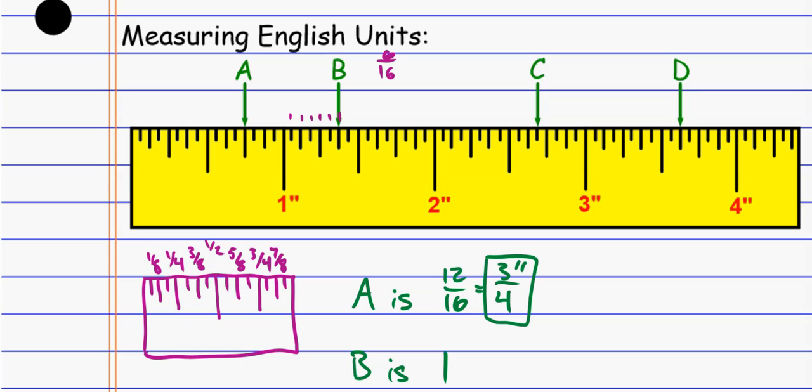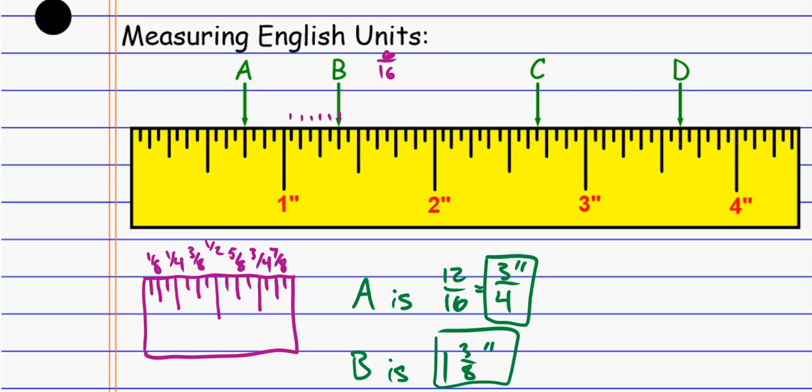But now I have to reduce that fraction. That reduces to 3/8. They're each divisible by 2. So I would say that's 1 3/8. And for some reason, I switched colors here. Let me try again. So 1 3/8 inches. Okay?